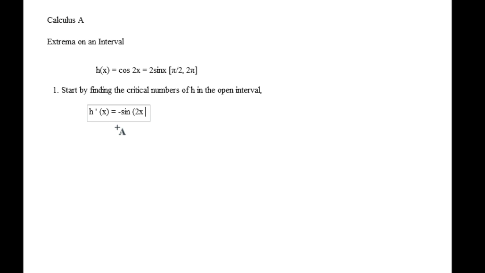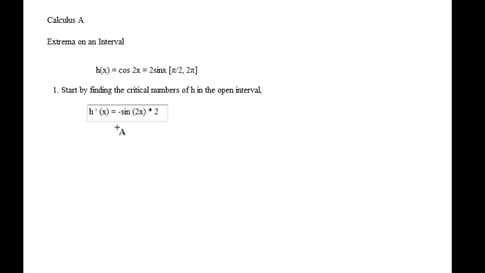Okay, so the first thing we got to do is start by finding the critical numbers of h in the open interval. What we're going to do is also include pi halves and 2 pi in this. We actually have to take the derivative of this. So h prime of x equals negative sine of 2x times 2. This is just the chain rule on that first part.